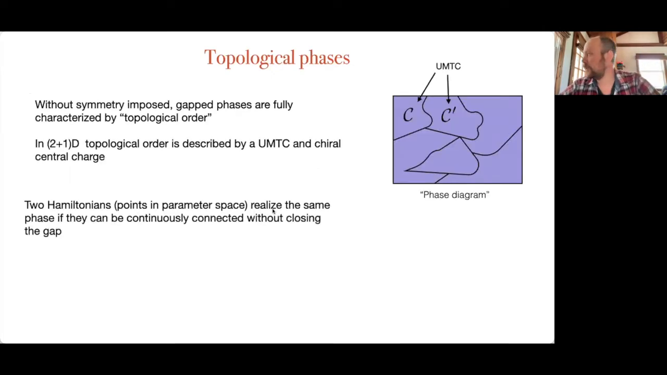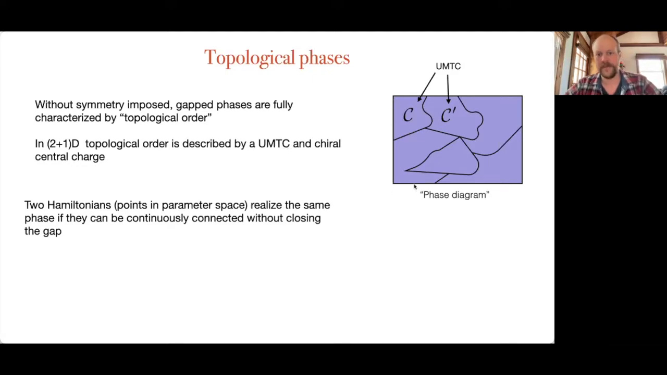Okay, so now let's think about the set of Hamiltonians that we have. We're going to first start without symmetry and then ask what happens if we add fermions or add symmetry. So without symmetry imposed, gapped phases are fully characterized by topological order, meaning each phase of matter is a collection of Hamiltonians whose low energy effective theory that we're interested in is completely characterized by an algebraic piece of data called a unitary modular tensor category, along with a chiral central charge.